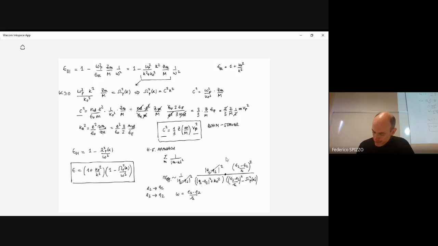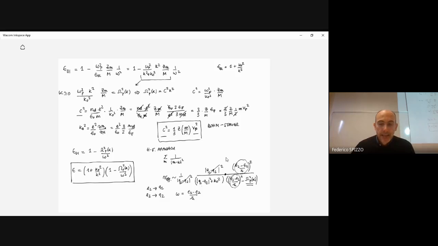Please note this difference here. This is the difference in energy between two electrons, and here you have the square of the plasma frequency of the dressed ions. What is the order of magnitude of the square of the plasma frequency of the dressed ions? That will be similar to the frequency that we have obtained for phonons.